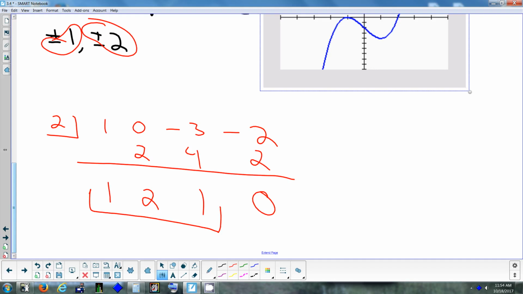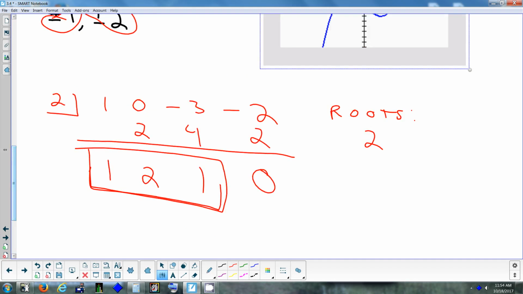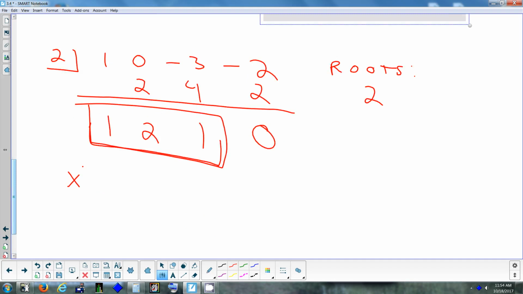So now let's make a list of roots off to the side. 2 is a root. We just confirmed it with synthetic division. Now, focus on that part. How would you write this out? Yep. X squared plus 2x plus 1.